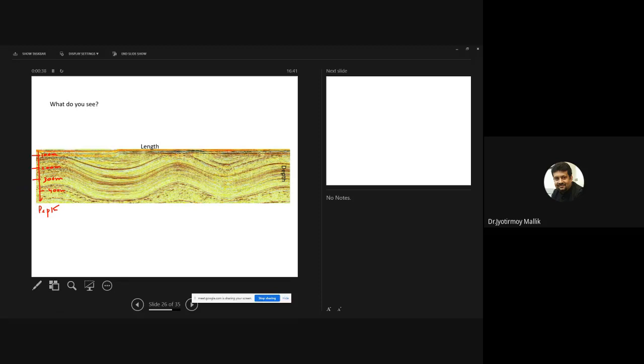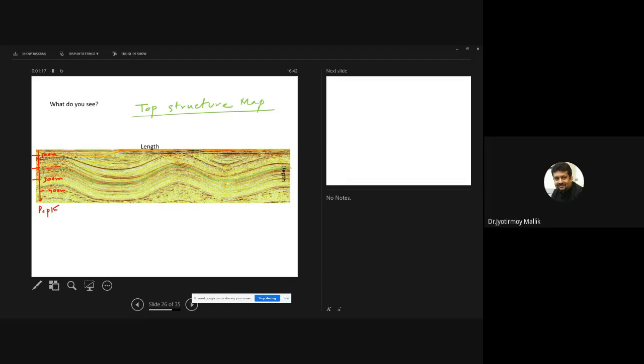For example, I want to actually image this reflector, this particular reflector, and I want to make a top structure map out of it. So from this seismic image, I want to make a top structure map. Please pay attention because this is an exercise that you will have to do soon. So this is a top structure map that I have to create.